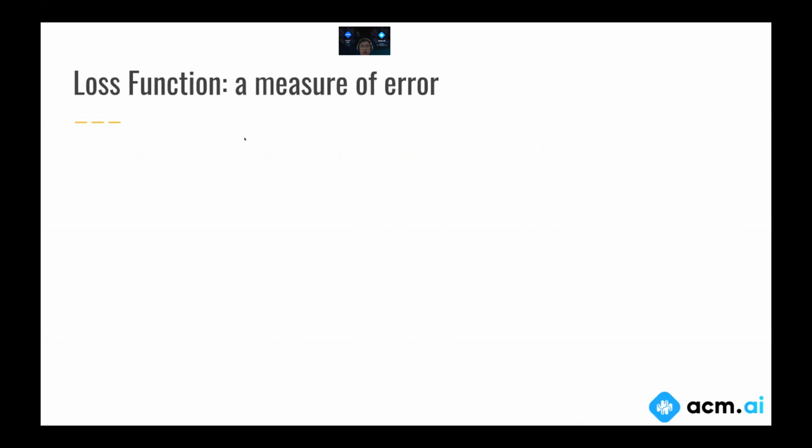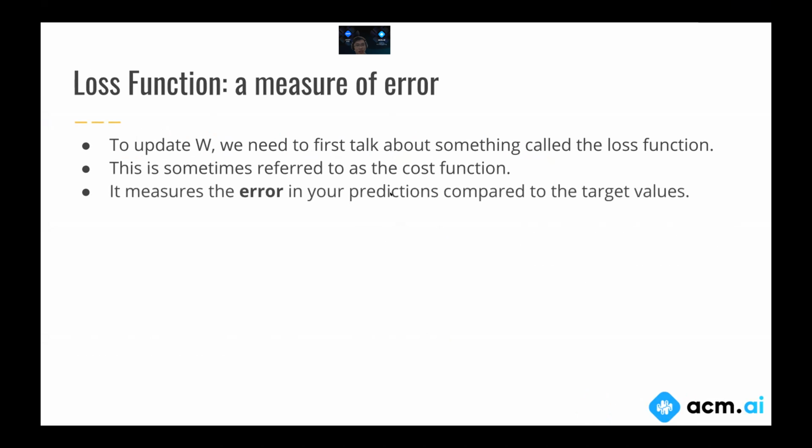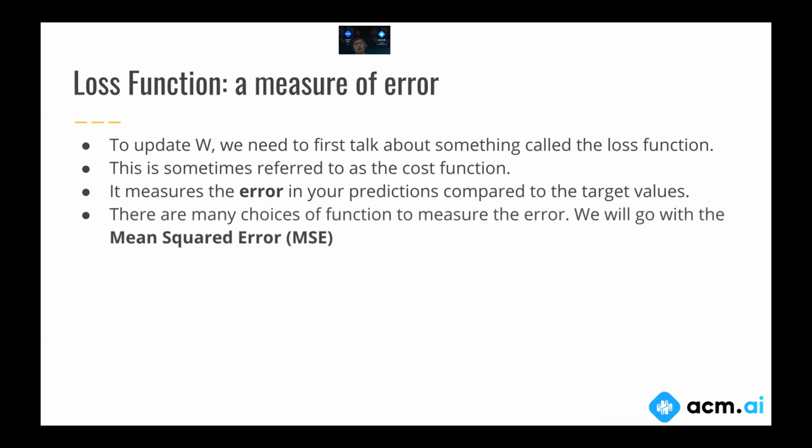Yep. All right, cool. So before our machine learning model can properly learn, we first have to talk about something called the loss function. The loss function is sometimes referred to as the cost function as well, so just keep that in mind. What the loss function essentially does is measure the error in your predictions compared to the target values that you provide. There are many choices of loss function out there, but for linear regression, the mean square error seems to be a pretty good candidate. So that's what we're going to go with for the beginner track.